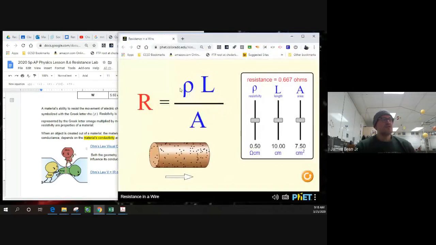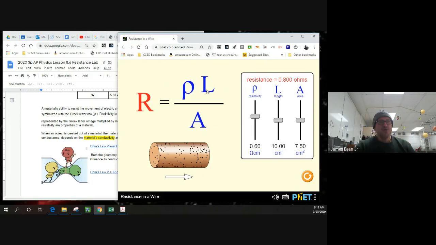Okay, and so R is resistance. It's based on resistivity, the length, and also the cross-sectional area. So right now, this has a resistance of, let's say, 0.66 ohms. Now, if I change to different materials, we can see that as resistivity increases, so does resistance. Okay, let's go back. We'll leave it at 0.8.